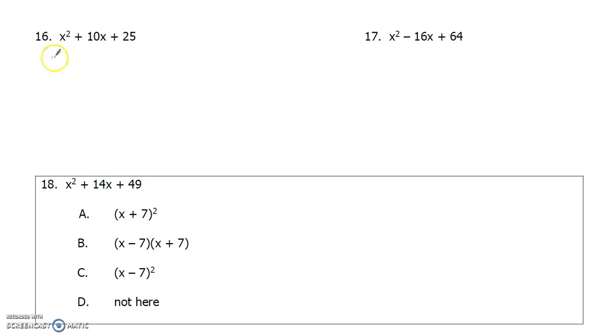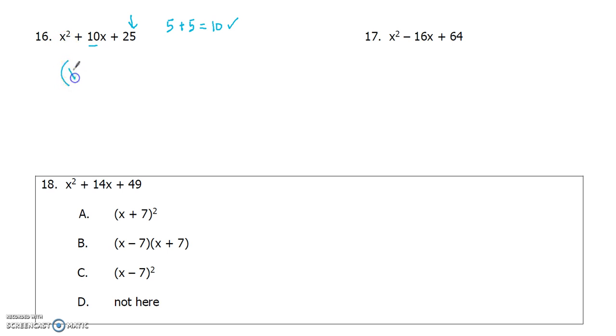Okay, number 16. I don't have a GCF. I cannot do grouping. I do have a trinomial with no lead. But I'm seeing that this last term is a perfect square. So let's see if we can do the shortcut on this one. If this is a perfect square, what's the square root of 25? That would be 5. So if I say 5 plus 5, does that give me the middle term of 10? Yes, it does. So that means we can do the shortcut that we learned today.